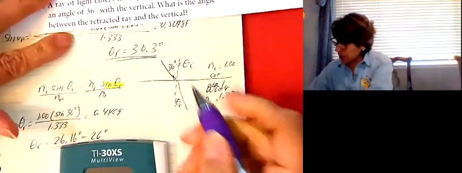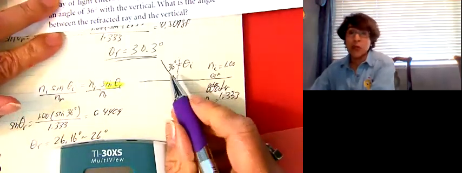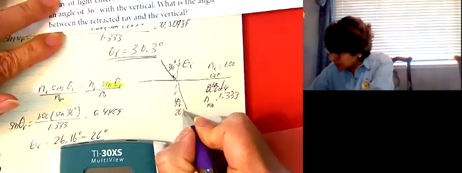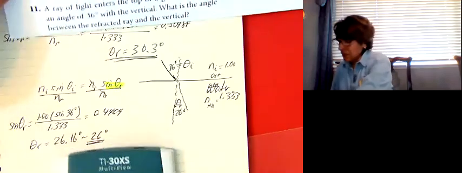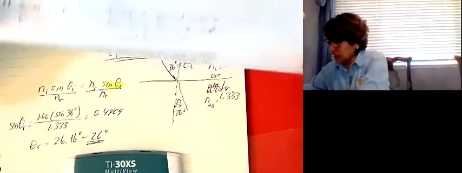So we know that this got bent, was 36, and then this became 26 degrees to the normal, to the perpendicular. All right, let's move on. Let's read the next one.